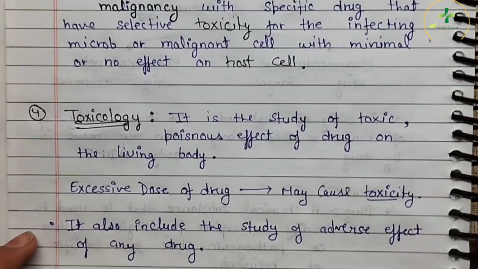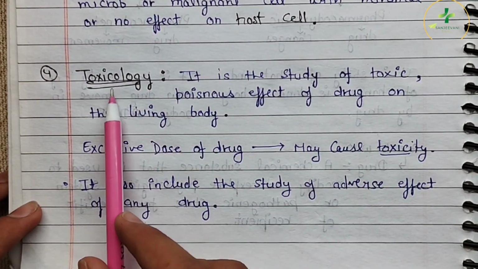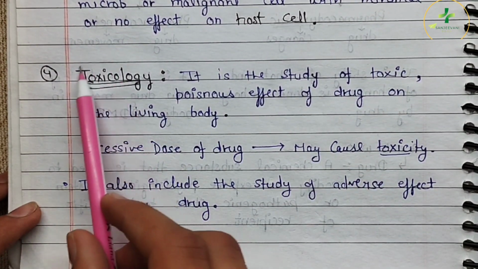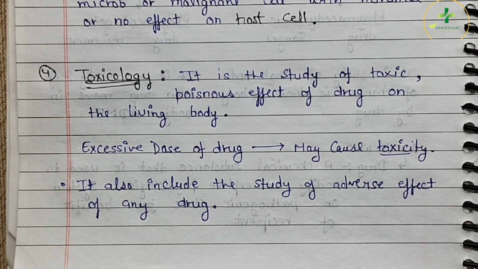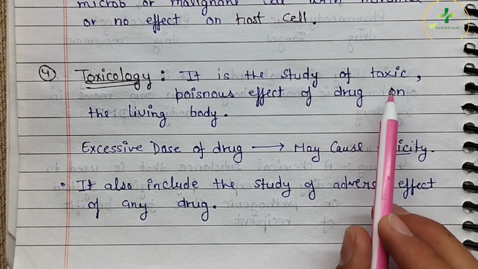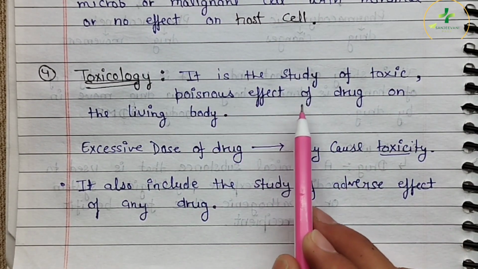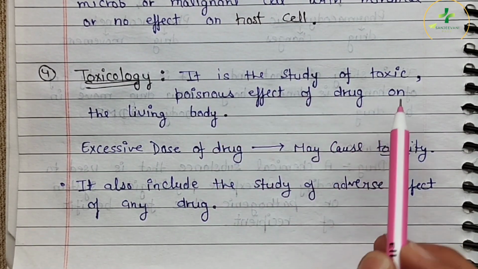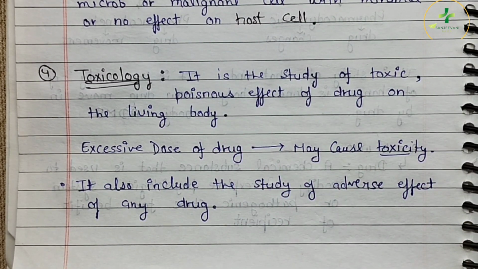Then the last term is toxicology. As you know, toxicity means poisonous, right? Logy means study. So for any drug, how poisonous or how dangerous it is for us to take matters, because the potency and the concentration of a drug matter a lot. It is the study of the toxic, poisonous effects of a drug, right?